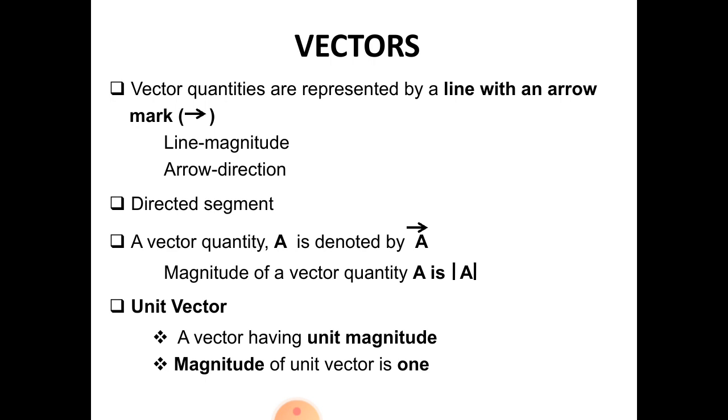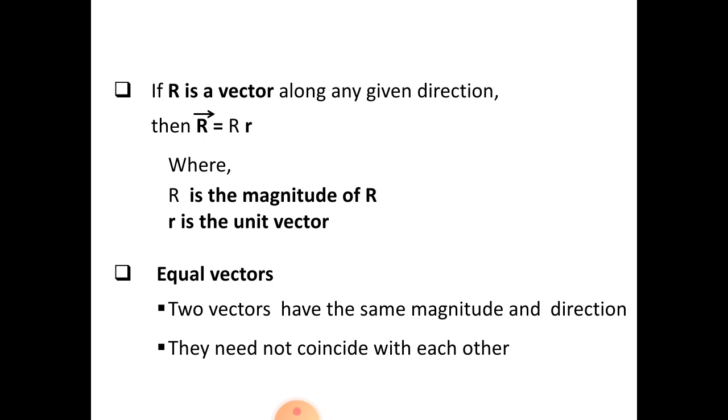Unit vector. A vector having unit magnitude is called unit vector. The magnitude of unit vector is 1. If R is a vector along any given direction, then R vector is equal to R small r, where R is the magnitude of R and small r is the unit vector along that direction. Then equal vectors. Two vectors are said to be equal vectors if they have same magnitude and direction. They need not coincide with each other.